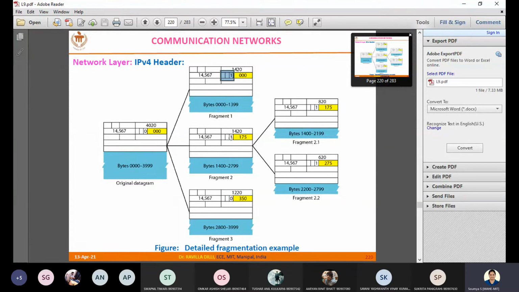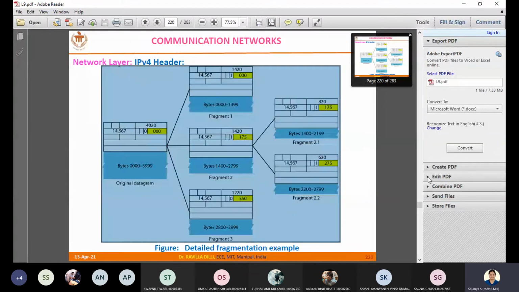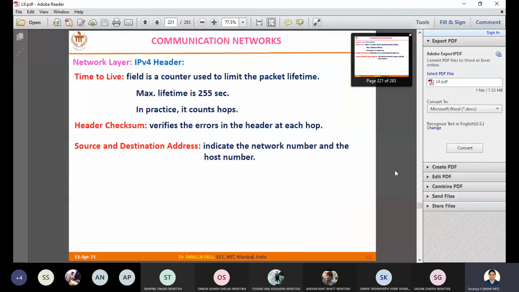Similarly, here also it is 1. But observe in the last fragment, that is the third fragment, the value becomes 0, which means there are no more fragments belonging to this particular datagram that are yet to arrive. Okay, this is what fragmentation is.